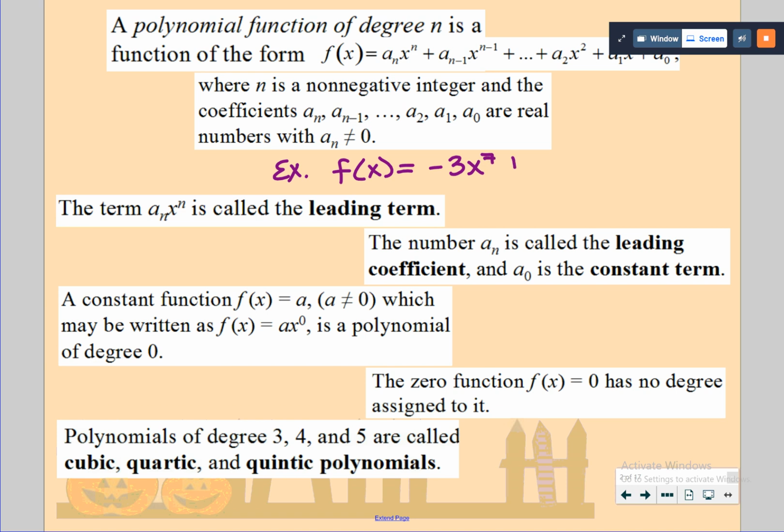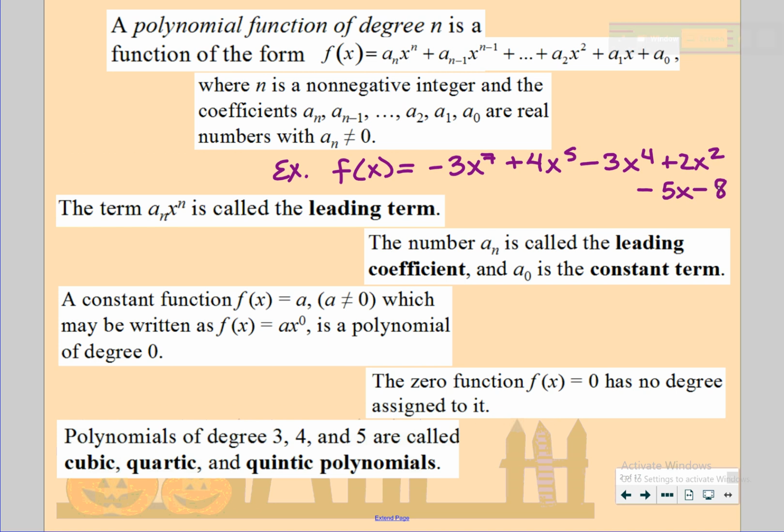-3x to the 7th plus 4x to the 5th minus 3x to the 4th plus 2x squared minus 5x minus 8. Number times a variable to a power, plus or minus number times variable to the power. This is what we call standard form of a polynomial, when my exponents are in decreasing order, descending order. Highest exponent first, lowest exponent last.